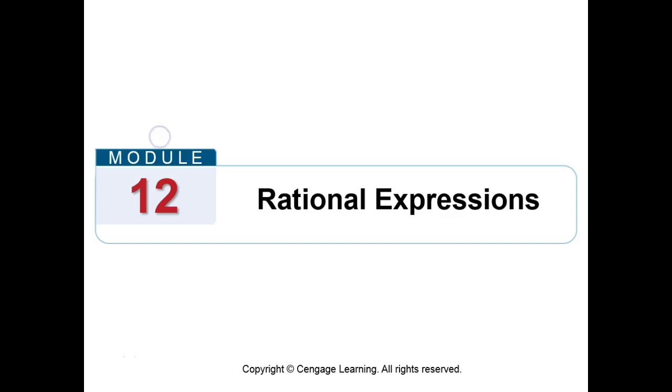Now, this is Module 12. What does the term rational mean to you? And it's not gender specific, by the way. Let me cover 3 letters. What does that say? Ratio. What is a ratio?